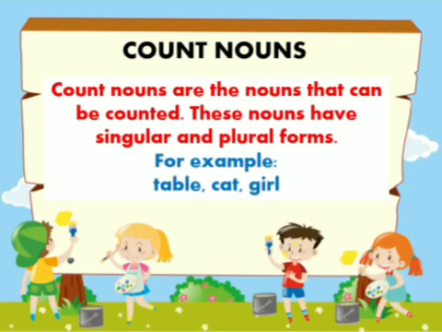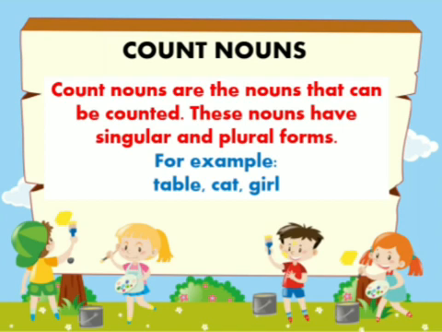Okay, so now let's quickly discuss what count nouns are. Students, count nouns are the nouns that can be counted. These nouns have singular and plural forms. For example, table, cat, girl. Okay, students, as I've told you and as we revised, nouns are the names given to people, places, animals or things. And my dear students, among all of the nouns, there are some nouns which you can count, which you can tell how many there are.